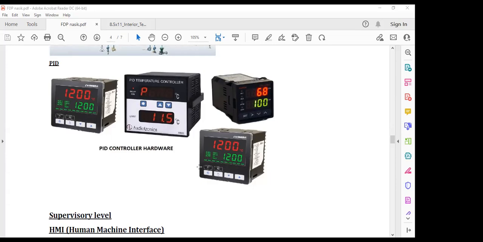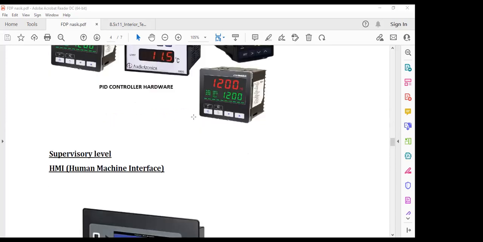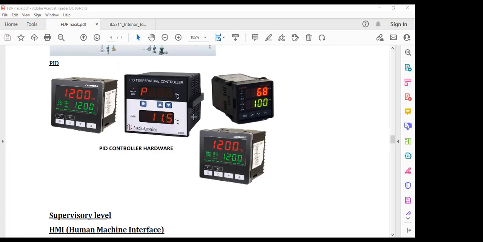PID is one instruction also in PLC. So soft PID we call it. So PID feature you can use in PLC program, but in many applications in industry, hardware PIDs will be used. So these are controllers. These controllers take decision, you can make program for this, or you can do some settings. So in controller, you have seen, you have PLC, DCS, PID.